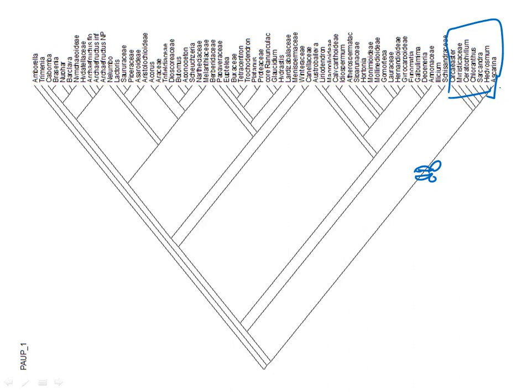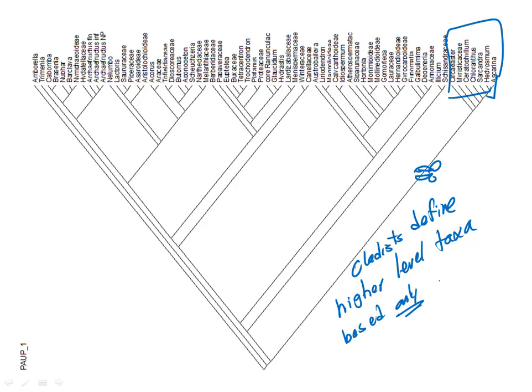But as you can imagine, the classical taxonomists didn't define things this way, did not define groups based strictly on monophyly. So let's jump ahead for cladism just a minute and say that clades define higher level taxa based only on monophyletic groups. And of course, that's the cladistic definition of monophyletic. We have to be very clear on that.